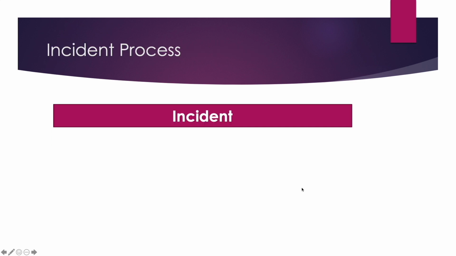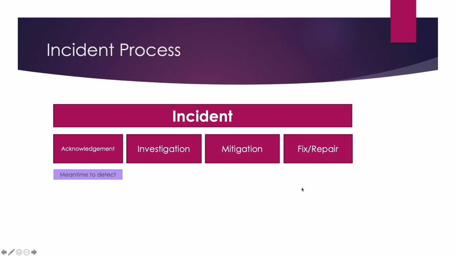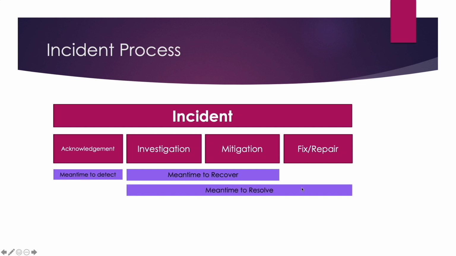If I can split the incident process into sub-processes, there will be 4 sub-processes, that is acknowledgement, investigation, mitigation, fix or repair. We also have mean time to detect, mean time to recover, and mean time to resolve. And the objective of an effective SRE is to reduce or at least minimize the duration of each process. So eventually to spend the error budget more efficiently. Let's go through one by one for more detail.